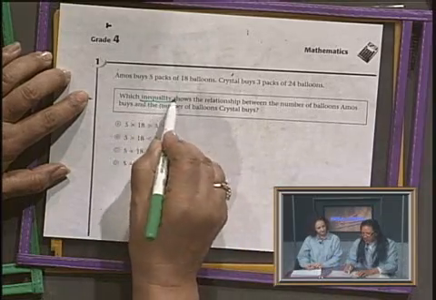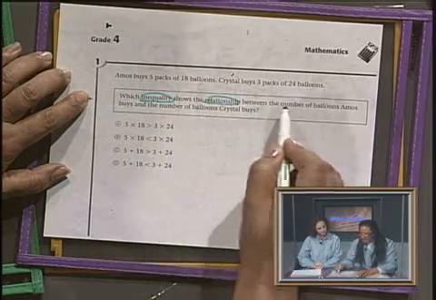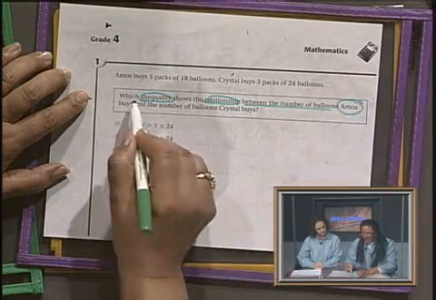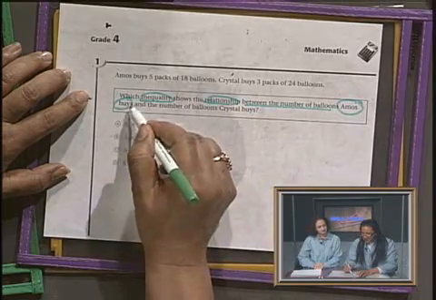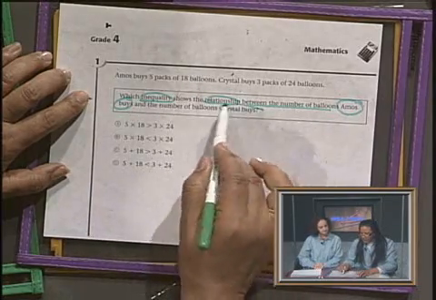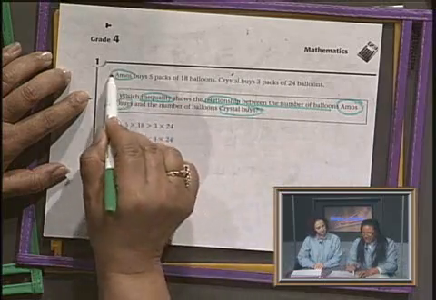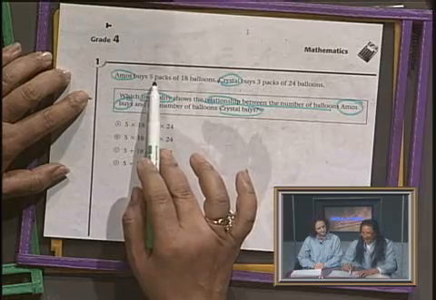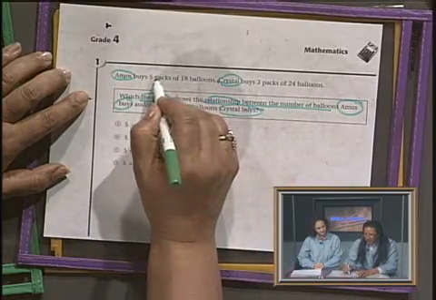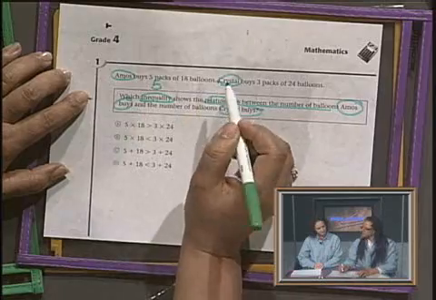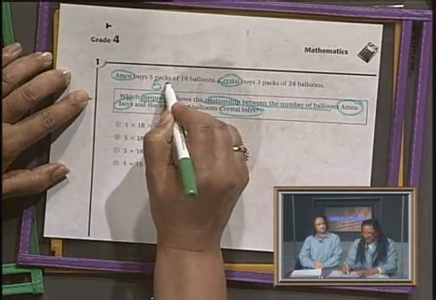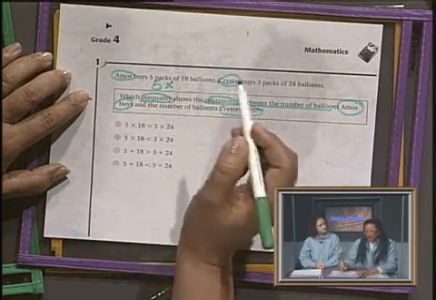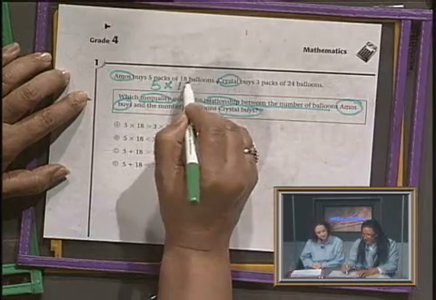So it says, which inequality shows the relationship between the number of balloons Amos buys, so that means Amos has to come first, and the number of balloons Crystal buys. So here's Amos up here and here's Crystal. It says Amos buys 5 packs of 18 balloons. So that means I have 5 packs with 18 in each pack. That reminds me of a multiplication problem because I'm having 18 repeated 5 times. So I'm going to write that as 5 times 18.